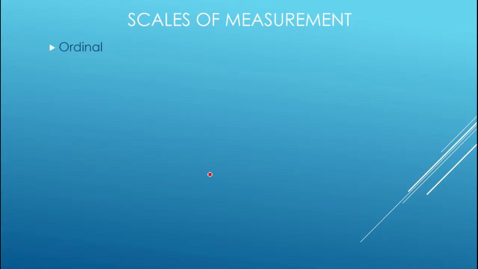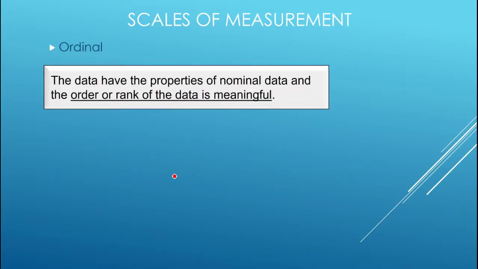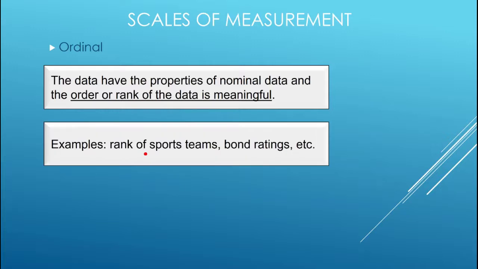Oftentimes we will want to take categorical variables and code them as numerical variables before we use them in a data set. The other type of categorical variable is called ordinal, and it has all of the properties that nominal data had, except that the order or the rank of the data is meaningful. You can think of examples of this, such as the rank of sports teams. It means something to be in first place as opposed to being in third place.